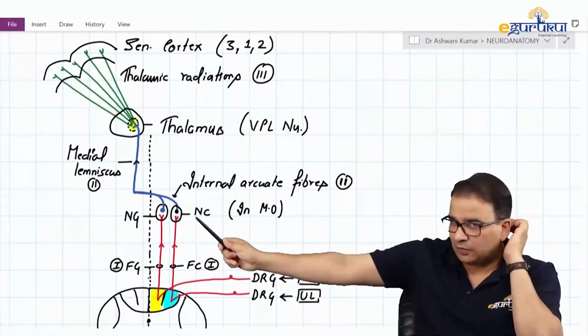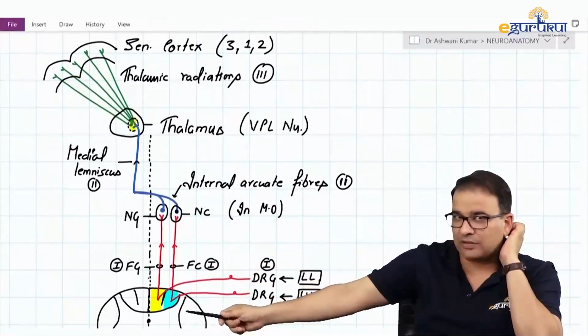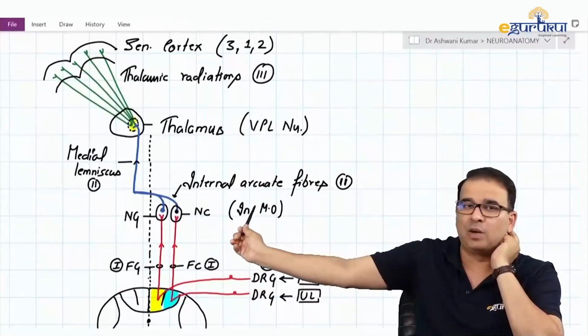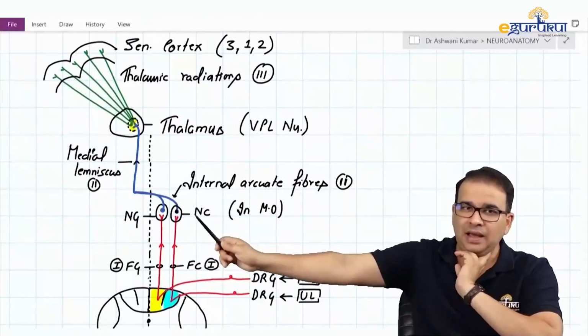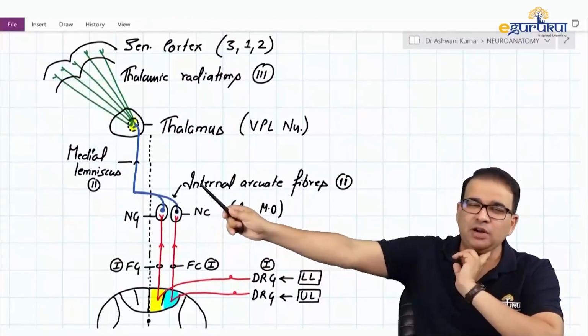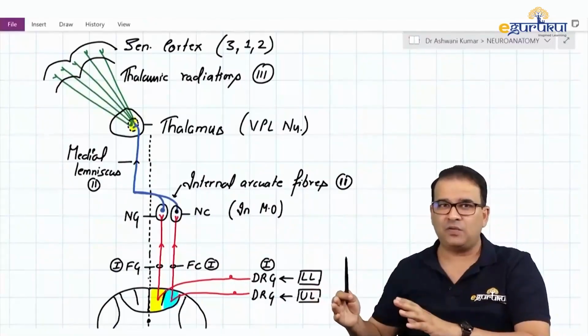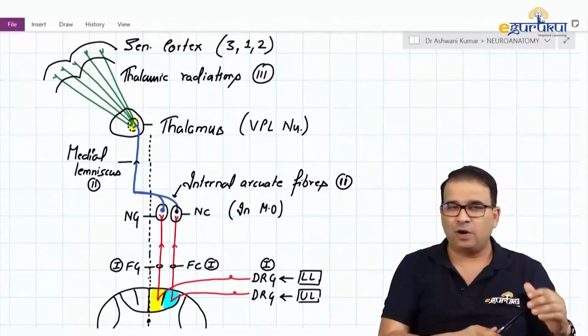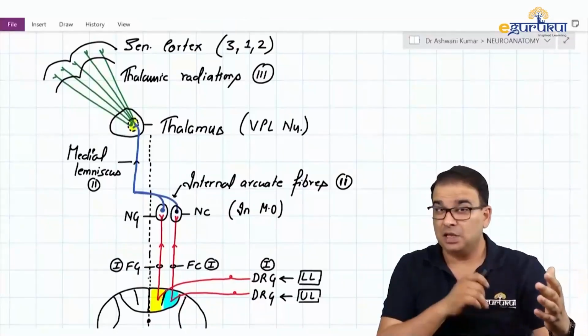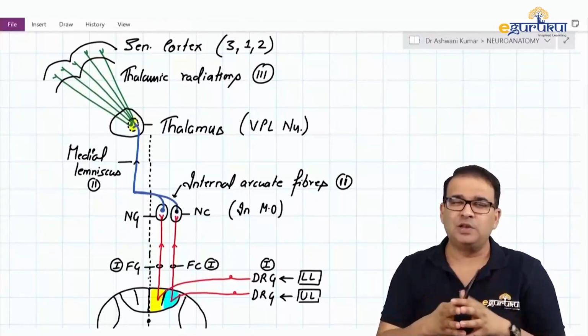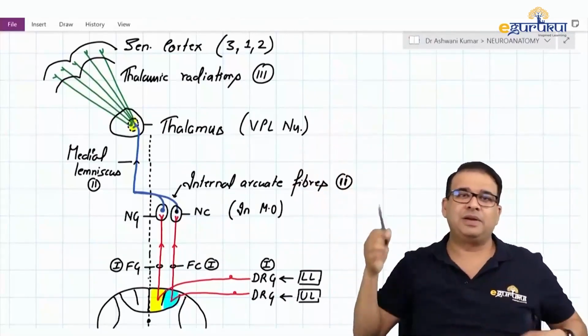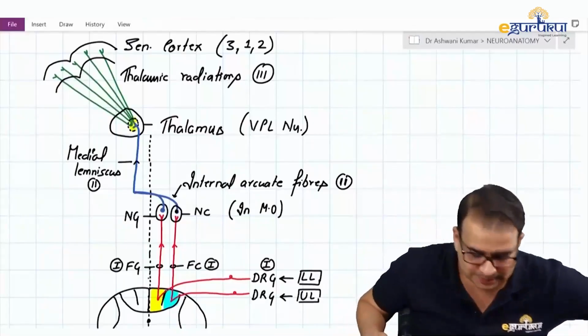And instead of relaying somewhere in the spinal cord, they find their nuclei in the medulla oblongata, which are nucleus gracilis and nucleus cuneatus. End of the first order neuron, second order neuron starts, forms internal arcuate fiber, goes to the other side, forms a lemniscus called medial lemniscus, which is also joined by the anterior spinothalamic tract, relays into the VPL nucleus of thalamus, and ultimately thalamic radiation reaches the sensory cortex.